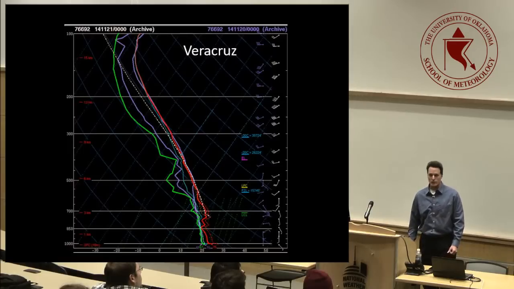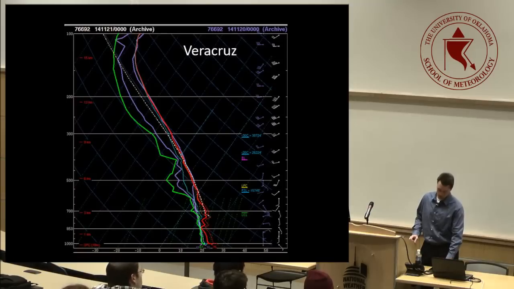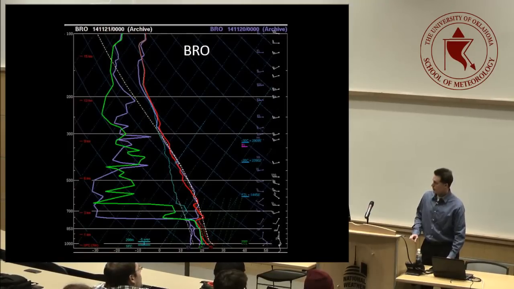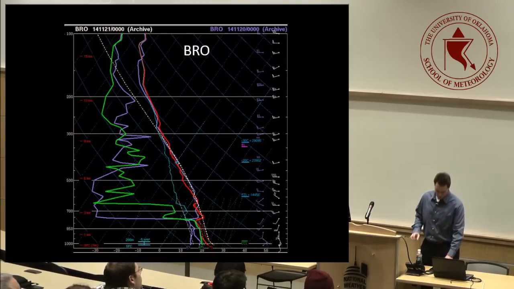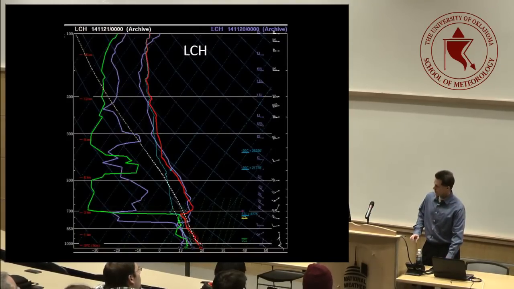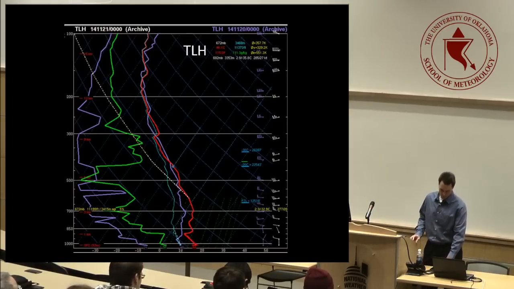Veracruz, interestingly, hasn't changed much. Flow was out of the northeast, and now it's just weak southeast flow. It's essentially in that same part of the trajectory where it's the air that's milling about in the southwestern Gulf. Hasn't changed much in 24 hours. Brownsville continues to moisten. Again, now we're starting to see at least a little bit of CAPE. We've also cooled some in the mid-troposphere. And in this case, we're starting to set up the early stages of an unstable warm sector. Not much change at Lake Charles. And we've shown a little bit of moistening at Tallahassee, but essentially it's still the offshore flow phase over there.